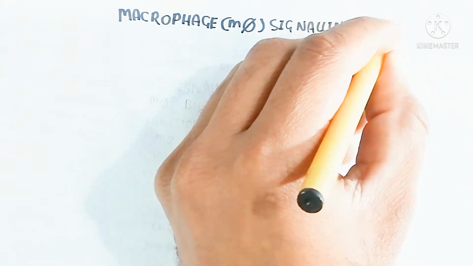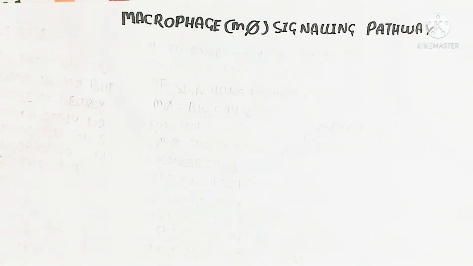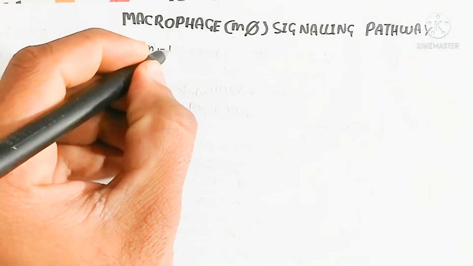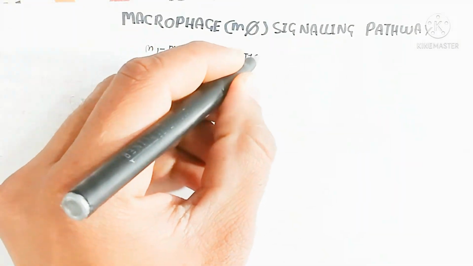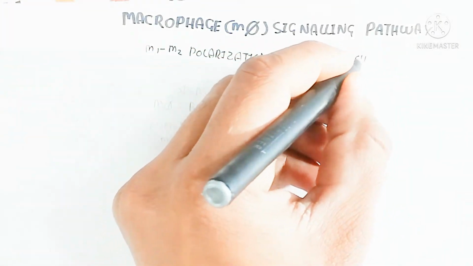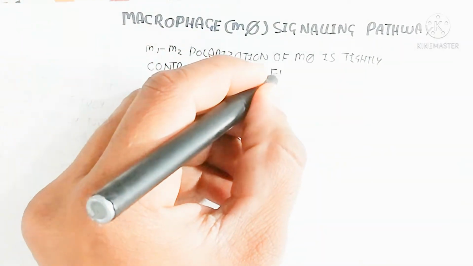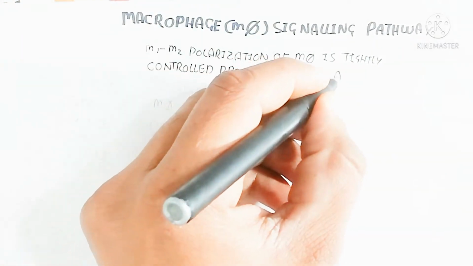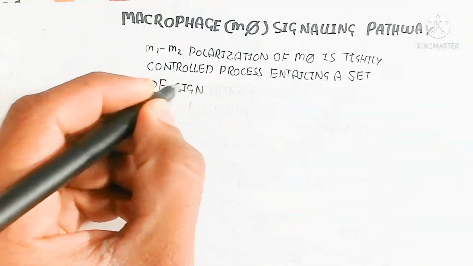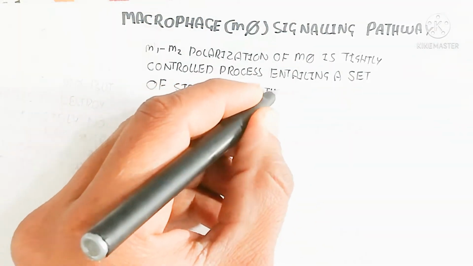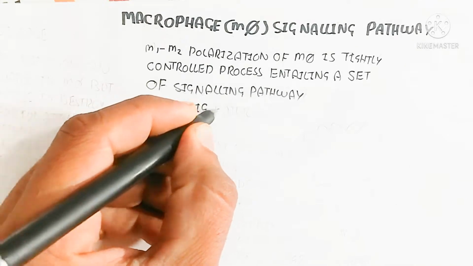So the macrophage M1 and M2 polarization is a tightly controlled process entailing a set of signaling pathways. This is the set of signaling pathways that is used, and macrophage means the big eater.